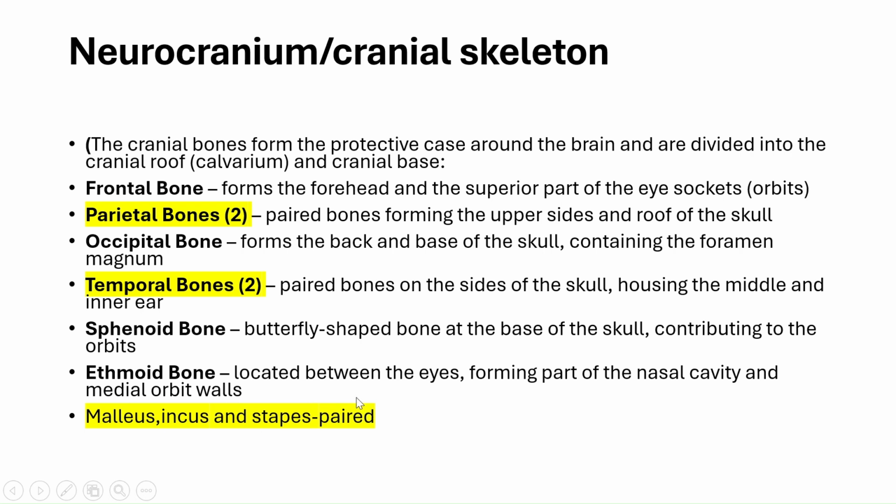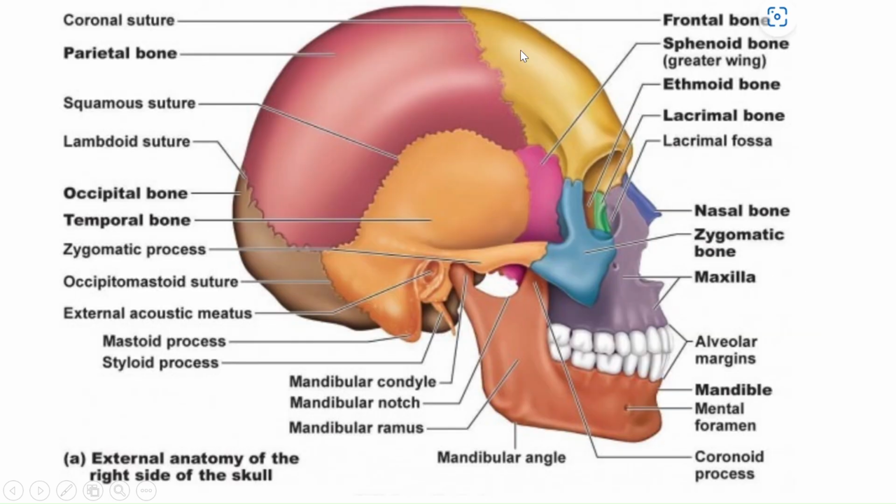Now the paired bones in the neurocranium are the parietal, temporal, malleus, incus and stapes. Unpaired are the frontal, the occipital, the sphenoid and the ethmoid bones. Here you can see these unpaired bones: the frontal bone, the occipital bone, the sphenoid and this ethmoid bone. Now the paired ones you can see are the temporal and the parietal in the neurocranium.